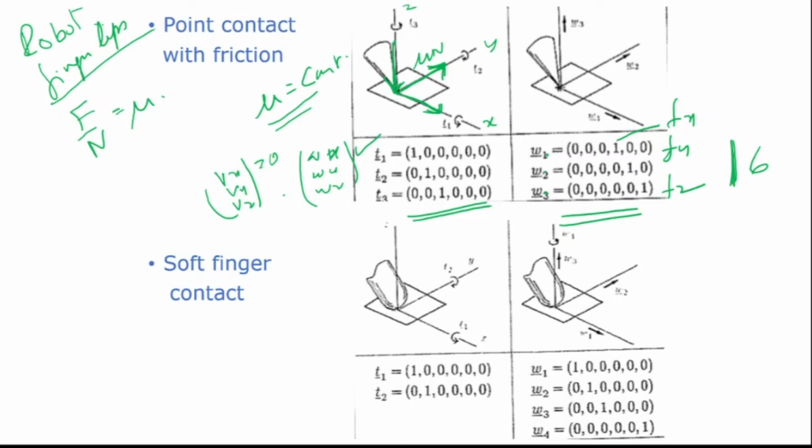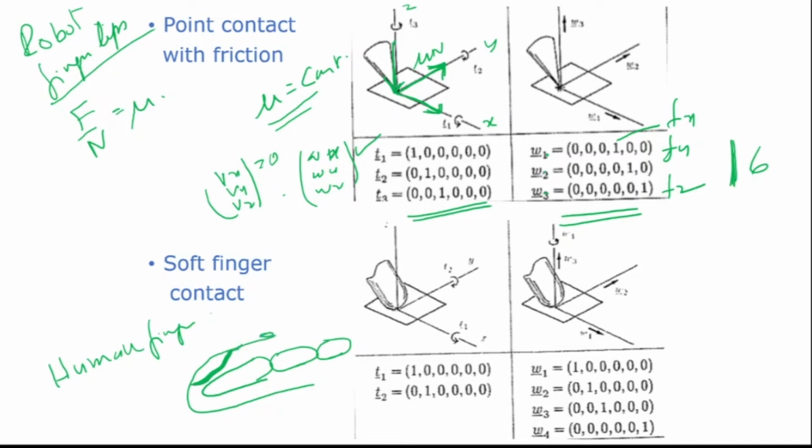In order to have a little bit better grasp, sometimes the robot fingertips are coated with a rubber pad or they are slightly soft. And also the human fingertips, if you see, we have the bone inside the fingertip, and there is tissue on top. So this is my nail. Then there is tissue on top. So this is soft. The tissues are soft, and they also have friction. So they are soft plus mu. So this is called soft finger contact.